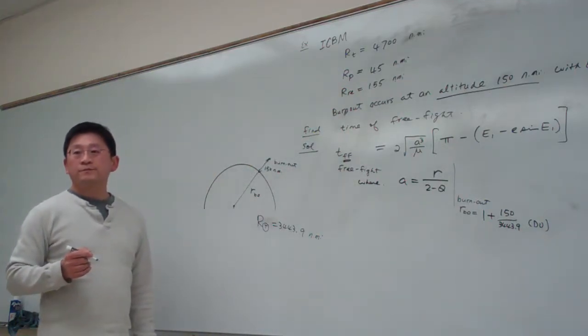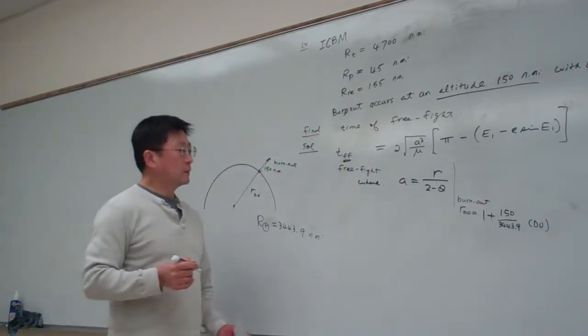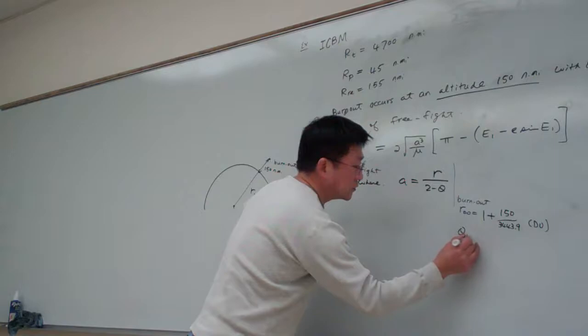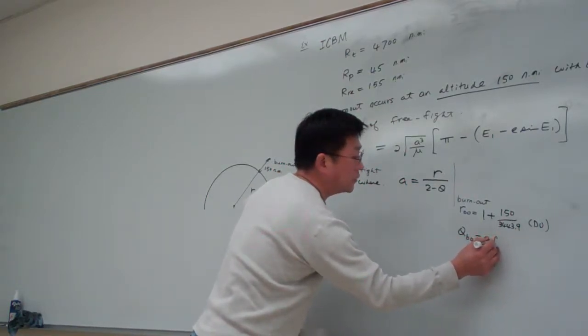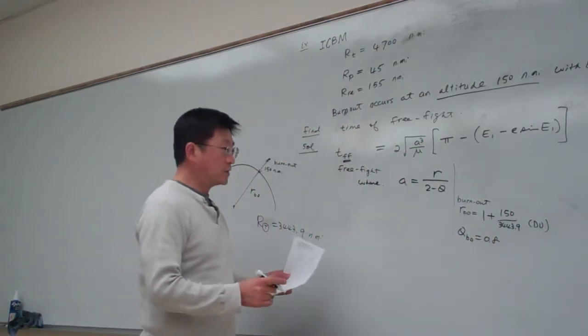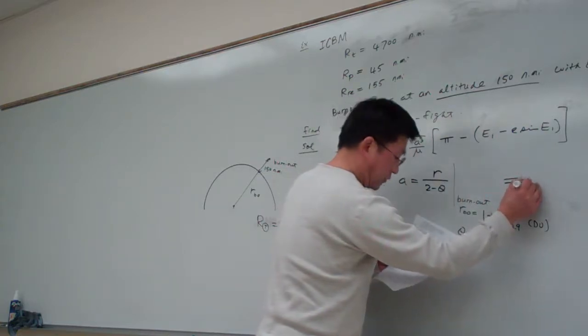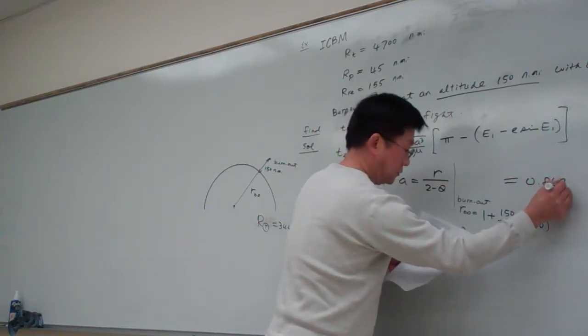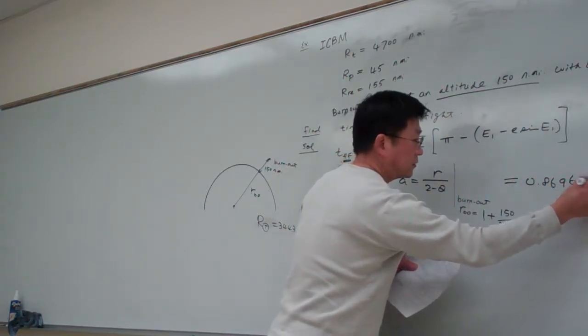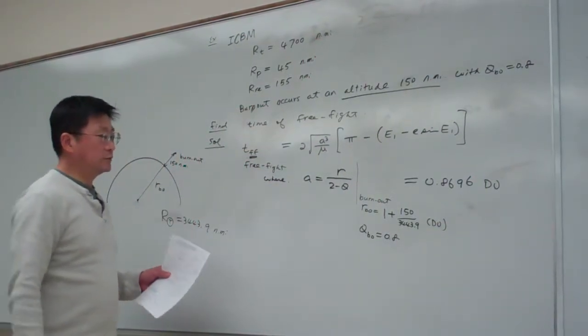Okay. And at the burnout, Q equals 0.8, which we are given. So basically here we can calculate it, and that one equals 0.8996 DU.